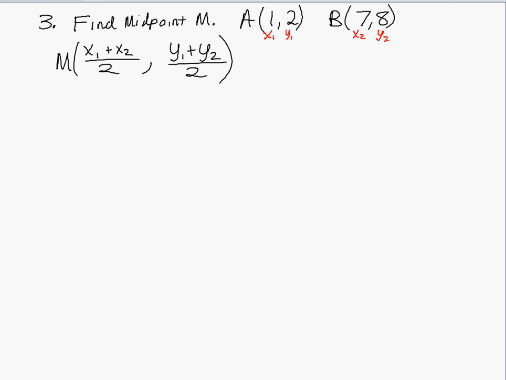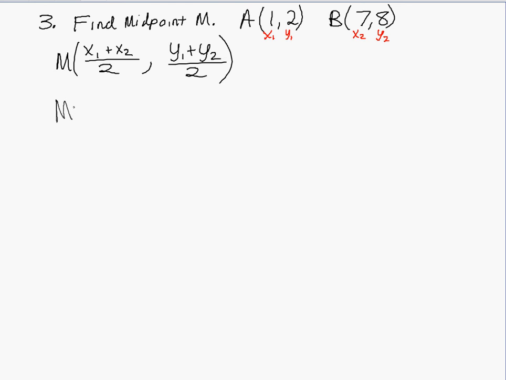Midpoint. Midpoint really shouldn't be that much of a challenge for us. The only thing we have to do is take our 2 x coordinates, in this example 1 and 7, and divide by 2. So let's go ahead and plug everything in.